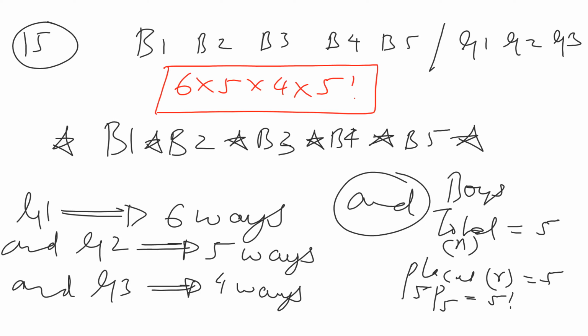Okay. So this problem also is done. Now in exercise 12C, except circular permutation, we have completed everything. Okay. That's it.